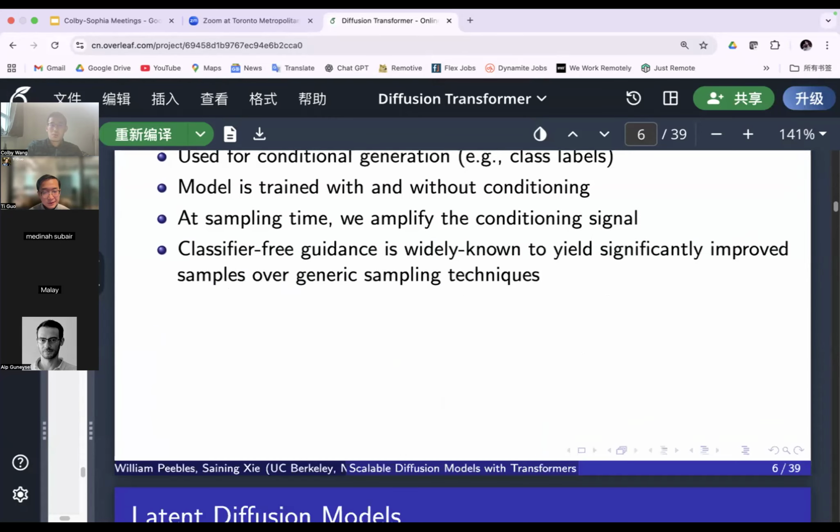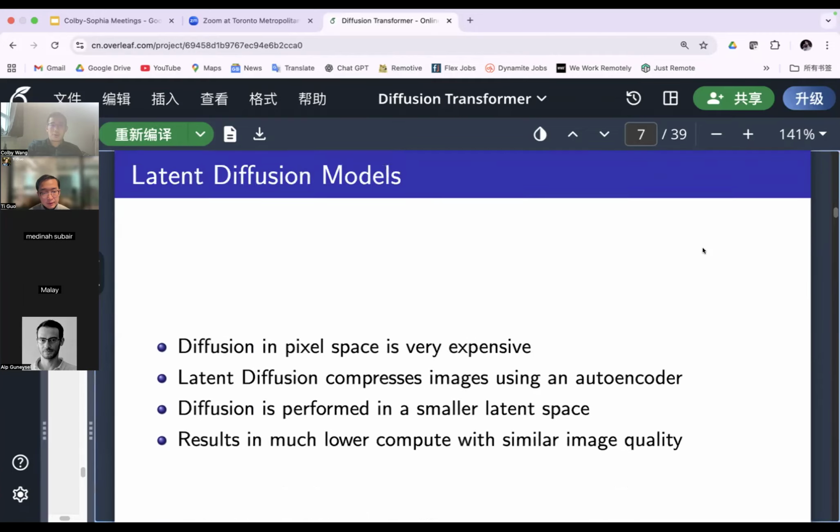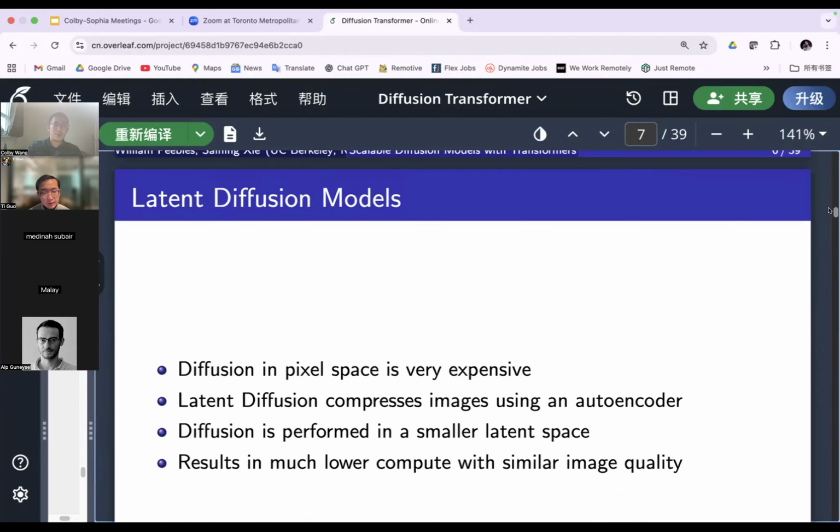So now, latent diffusion model. Typically in the early days of diffusion models, we worked in pixel space, which means that if your image is 256 by 256, we have to work on each single pixel. What latent diffusion does is we first train an autoencoder, maybe uses a CNN. In this way, we can compress our images into a lower dimension, like maybe 16 by 16. And so we can perform diffusion in a much smaller space, and you can save lots of compute with similar image quality.